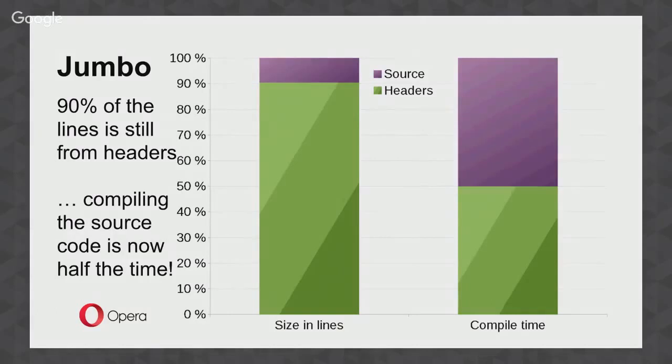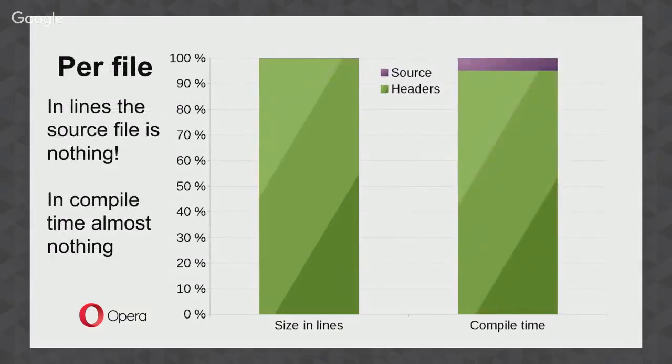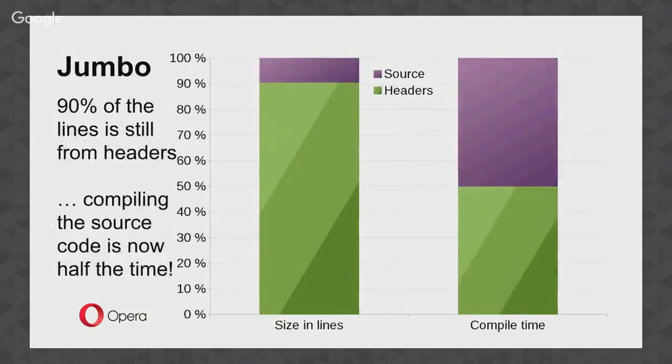Of course, it takes longer to compile. Previously, this file took about 5 seconds to compile. Combining 130 files together, it takes 25 seconds. So 5 times longer, but you get 130 times as much work done. So it's a big win in compile times.